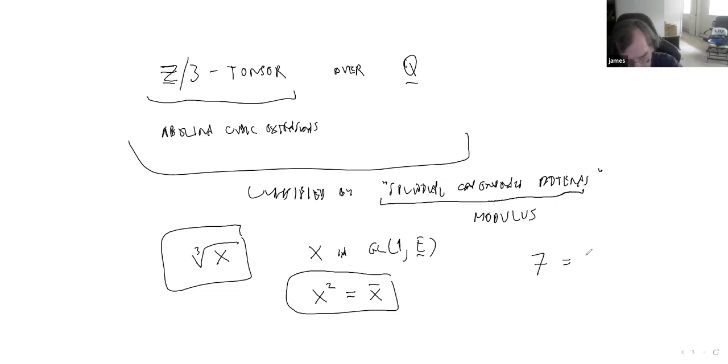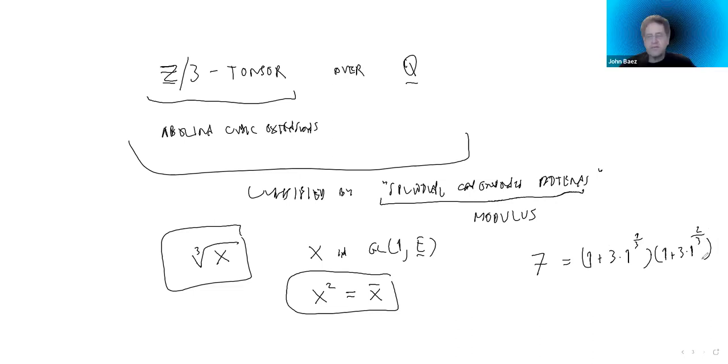which factors over the Eisenstein field as something like, can I get it right? Is it 1 plus 3 times 1 to the 1/3? Am I doing this anywhere close to correct? I have it backwards or something here. I always forget. Yeah, I apparently don't care quite enough. So, all right, I'm just going to stare at it for a second, see if I think I did it right. Okay. So it looks like 1/3, let's do that, -1.